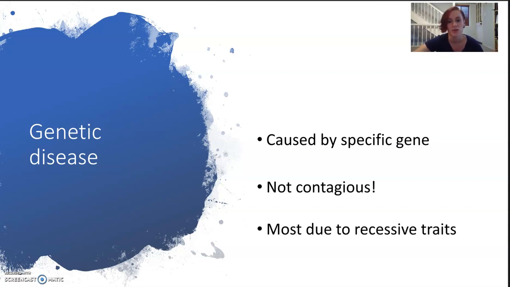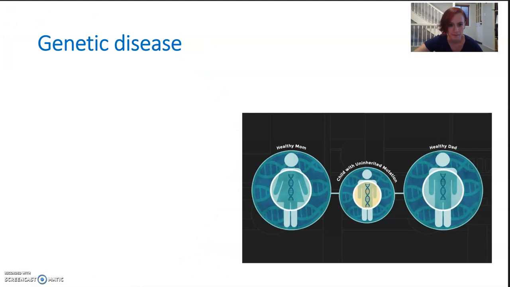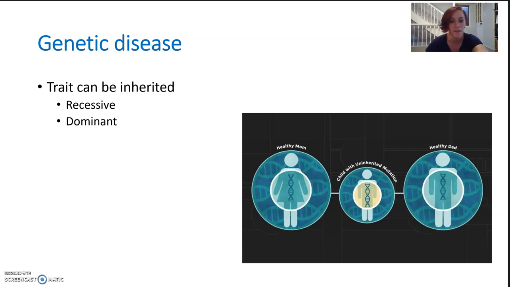So most of these are due to recessive traits. Now, genetic disease is really interesting. It can be inherited, right? The parents can be carriers of a particular allele and pass that on to offspring. Now, they might actually physically show that they have the disease, or they might be carrying that, but it can be silent because it is recessive. But there are also dominant traits that can become genetic diseases.